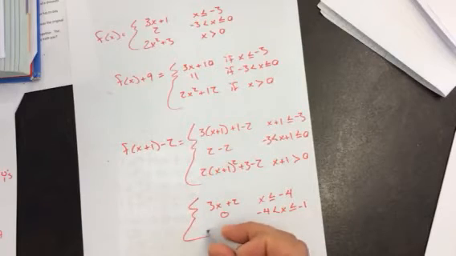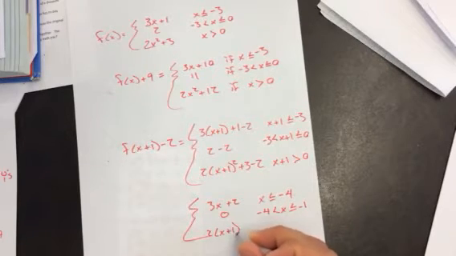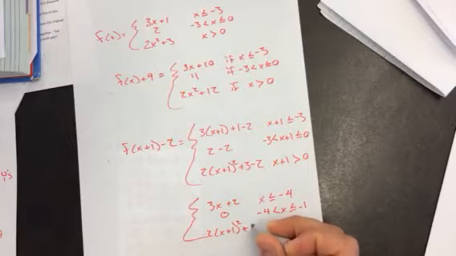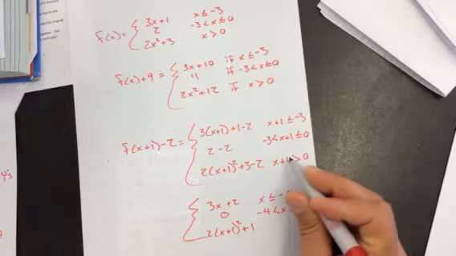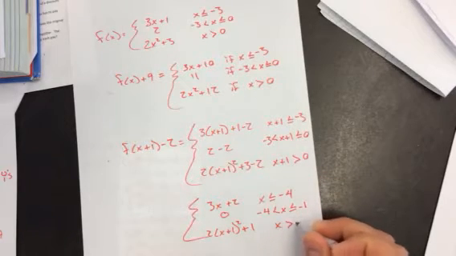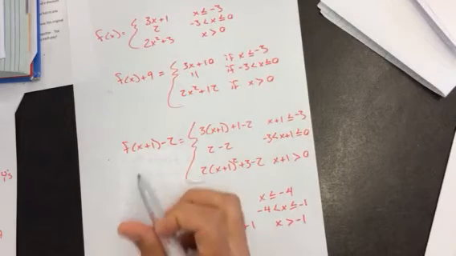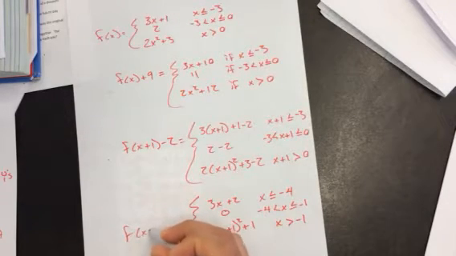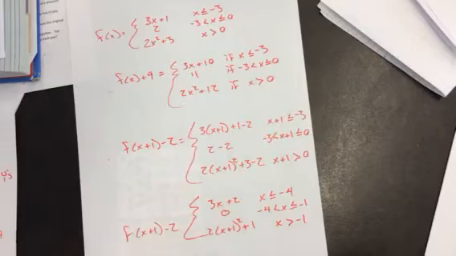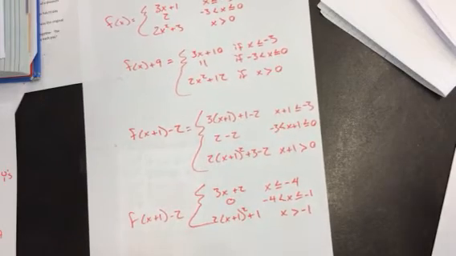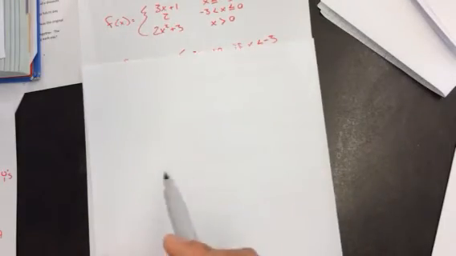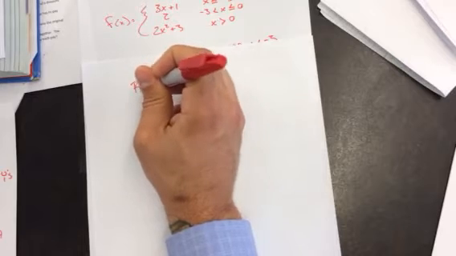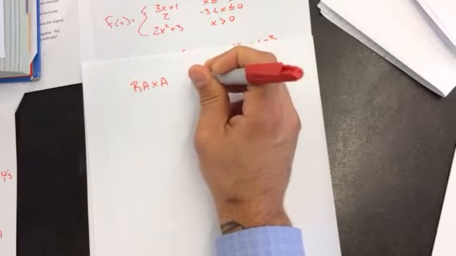This one, I'm not going to expand it out. Again, just for the sake of time, I'm going to leave it like that. But I am going to subtract the 1 over here. So that's this rule. Hopefully that makes sense.